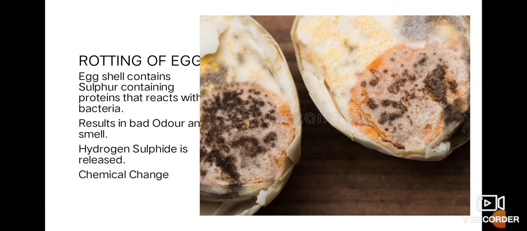Now, coming down to rotting of eggs. Normally we know eggshell is made up of calcium carbonate and there is some amount of sulfur also present. Now, bacteria from dirt, when they try to enter the eggshell, will come in contact with the protein and sulfur. Thus, if you see in this particular slide, the color as well as the smell of the egg is going to change. Since a new substance like hydrogen sulfide is formed, that's why we consider it to be a type of chemical change.